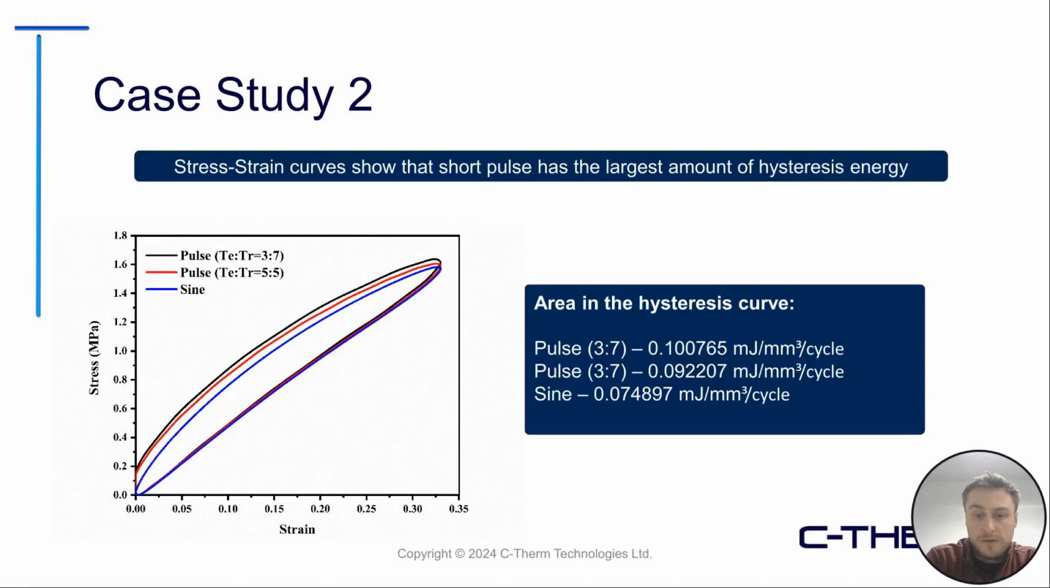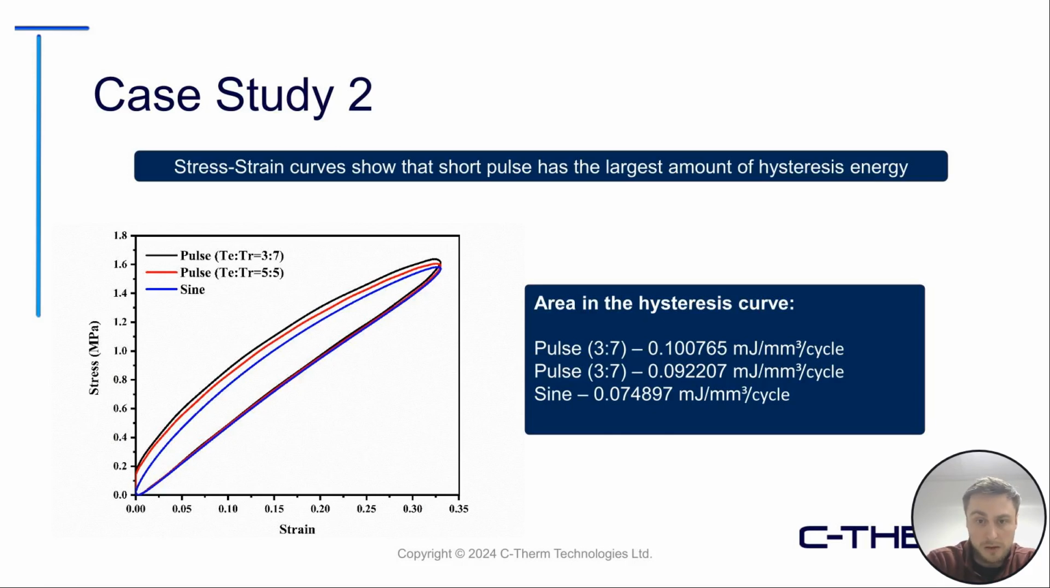So if we look at the curve here, plotting the stress versus strain of this material with the Metravib DMA, we can see that the area of the curve for the small pulse waveform is larger than the sinusoidal waveform, which means that there's more hysteresis energy being dissipated in the material with the shorter pulse signal. More energy dissipation means that there's more heat being generated in the material, reducing the resistance to crack growth rate.